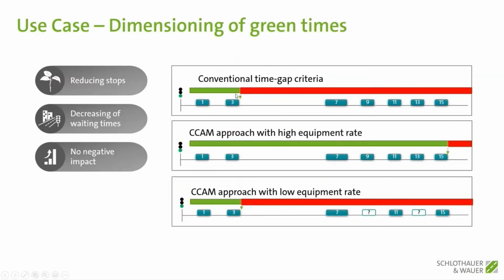The next one is a typical time gap control at an intersection. It means that you have a detector here, right 3 seconds before the stop line. And if you measure that the time gap increases, it means that the platoon on the road will be over, so you can stop your green and just use it for a secondary road or whatever. So this is typically the conventional time gap criteria.